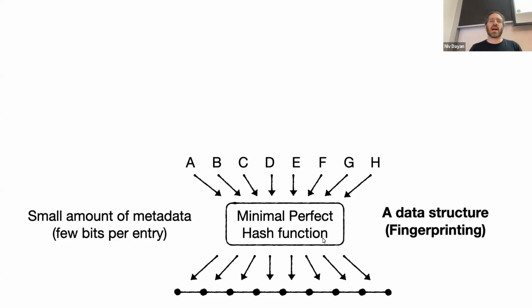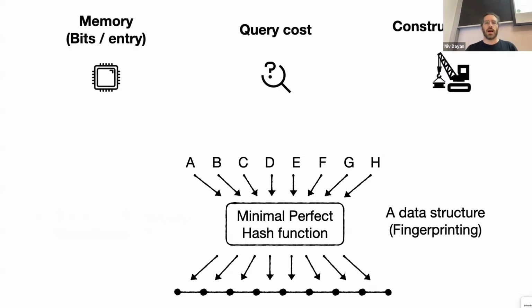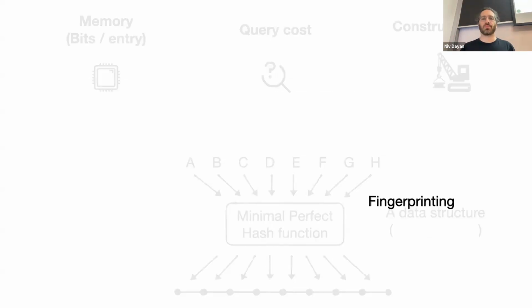Okay, and this minimal perfect hash function, it's called a function, and this was confusing to me for a while, but just think about it: it's just a data structure that helps you map the keys to unique slots. We're going to see a particular variant of minimal perfect hashing in this presentation called fingerprinting. As it's just a data structure, we can analyze it with respect to the amount of memory it takes up, the query cost, and construction time. So this is exactly what we're going to do.